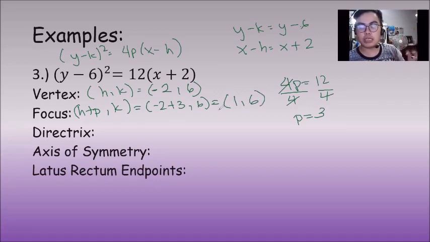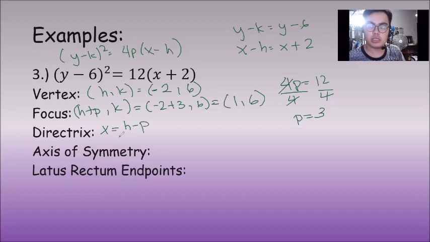So since our p is positive, or greater than 0, it opens to the right. So our directrix is vertical. We can write x is equal to h minus p. So what we are going to do is substitute h with negative 2 and p with 3. So negative 2 minus 3 is negative 5. So our x is equal to negative 5.